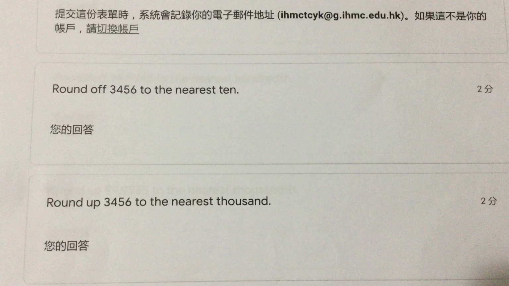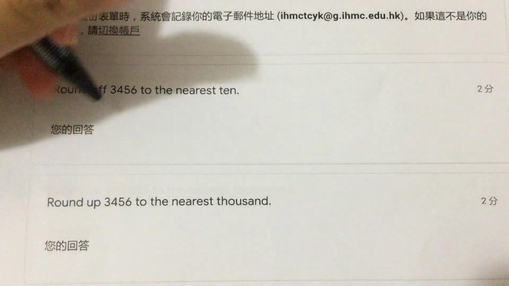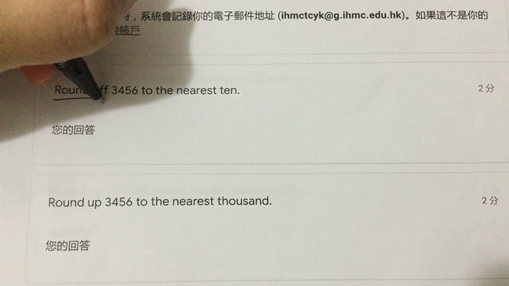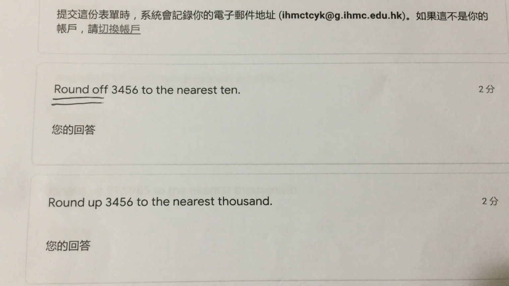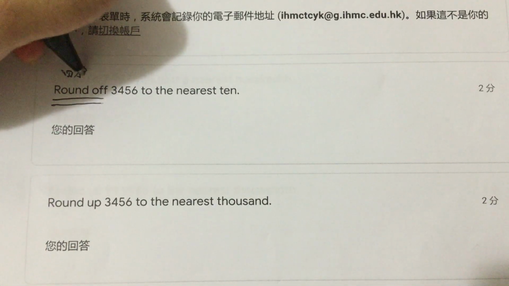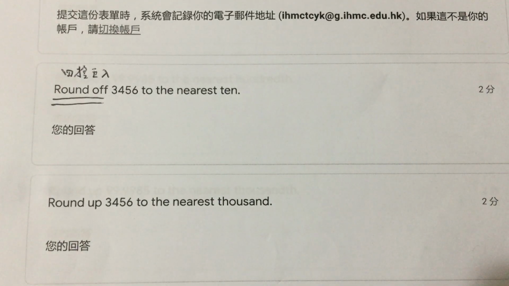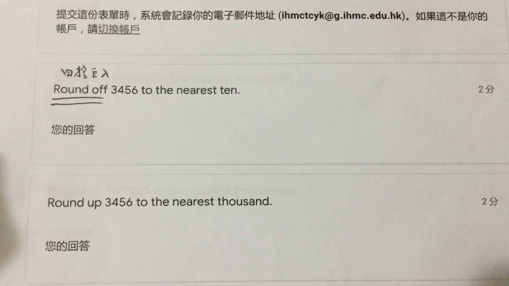Round off 3,456 to the nearest 10. That means we must pay attention to two things. First of all, you must know the meaning of the word round off. Round off in Chinese is called 四捨五入. So that means if the number is less than or equal to 4, I will take the number away. But if I have more than 4, I will add 1 to the digit that I want.